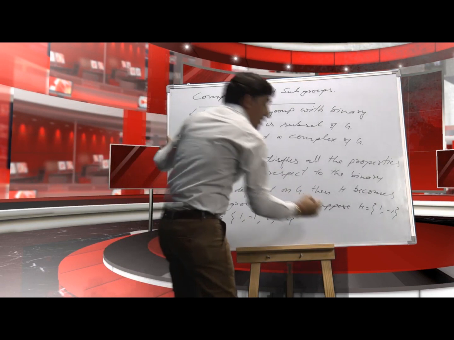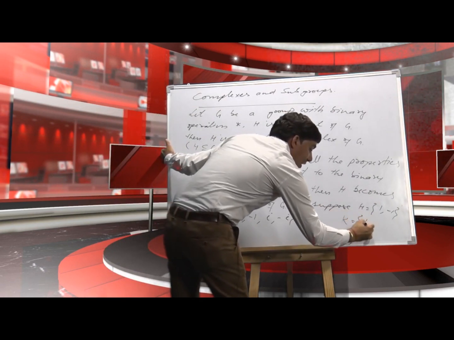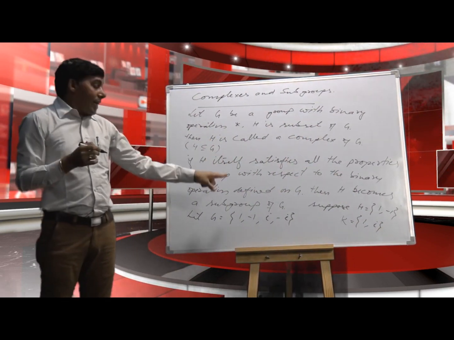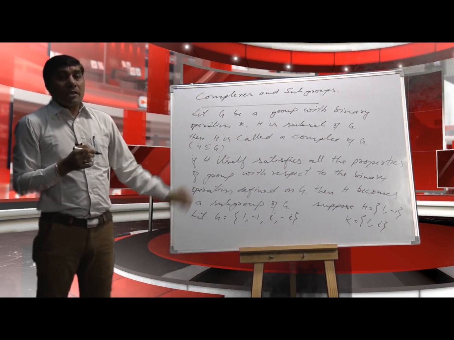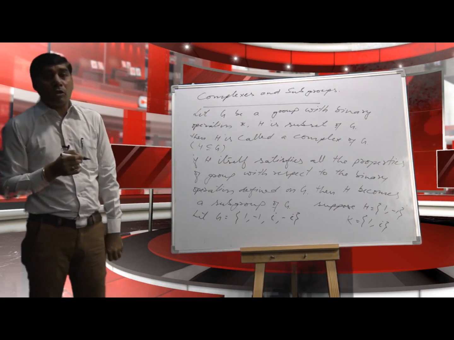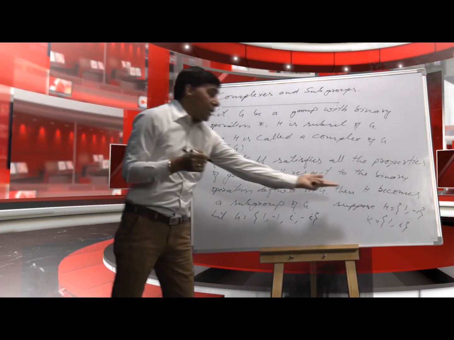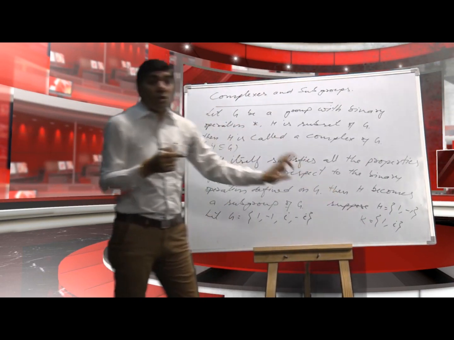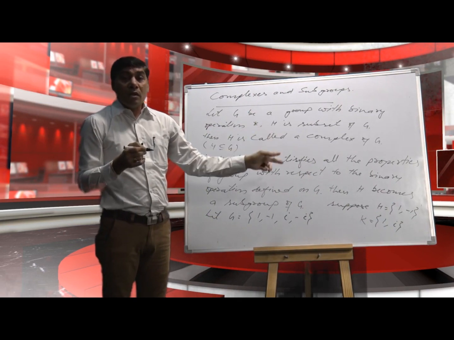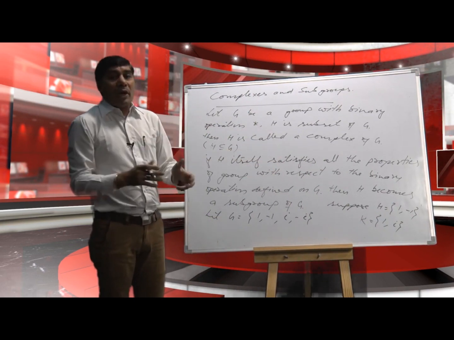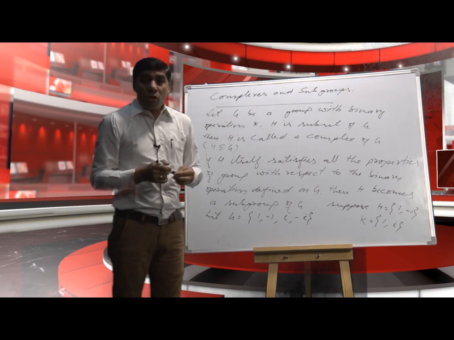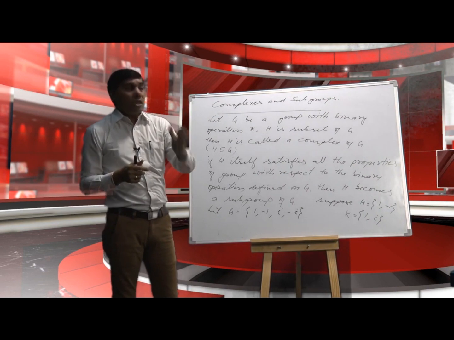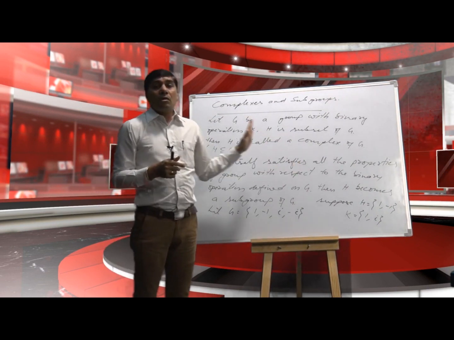In another case, if we take K equal to 1 and iota, then K is a complex of G, but K fails to satisfy the properties of a group, because the inverse of iota is minus iota, which is not in K. So K becomes a complex but not a subgroup. So every complex need not be a subgroup, but every subgroup is always a complex.